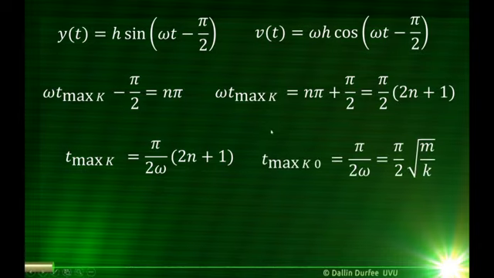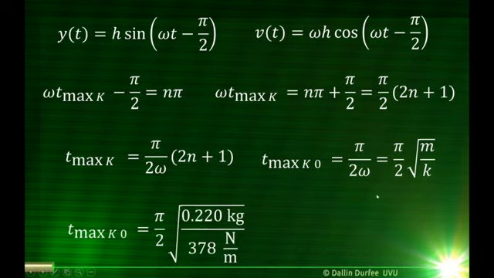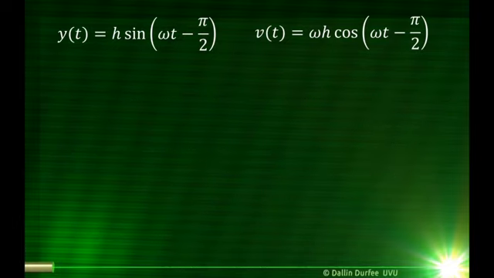Well, it turns out n equals 0, since we just have a 1 here. So if I plug in n equals 0, I get this, and of course, omega is the square root of k over m. I plug in the numbers, and I find the time at which it first reaches its maximum kinetic energy is 0.0379 seconds. Okay? So now we found the velocity at the maximum kinetic energy and the time at which it first reaches it.